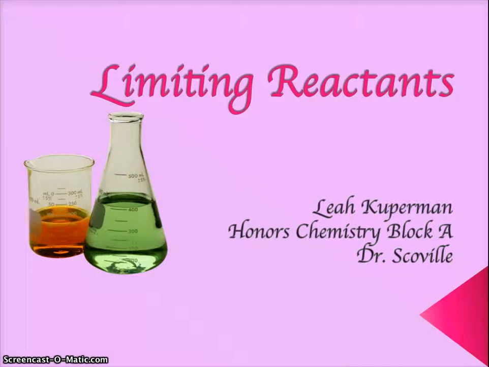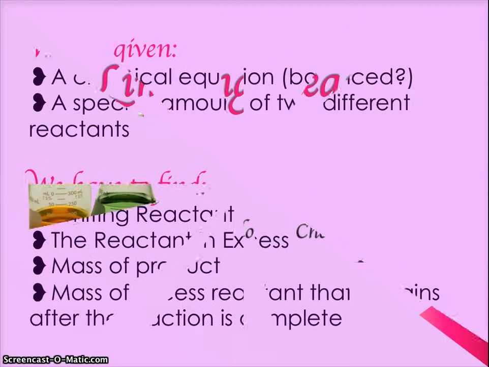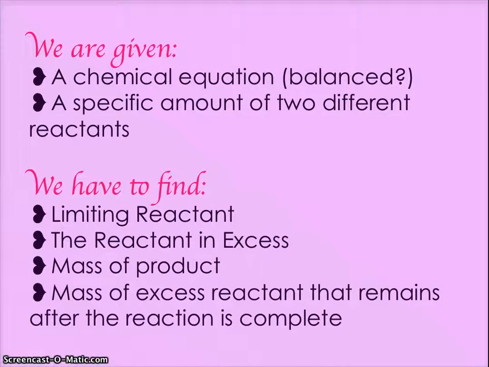In this screencast, we will be covering limiting reactant stoichiometry. In a limiting reactant problem, we are given a chemical equation. We have to determine if that equation is balanced or not. We are also given a specific amount of two different reactants. We have to find the limiting reactant, excess reactant, mass of product, and the mass of excess reactant after the reaction is complete. Let's take a look at a problem.